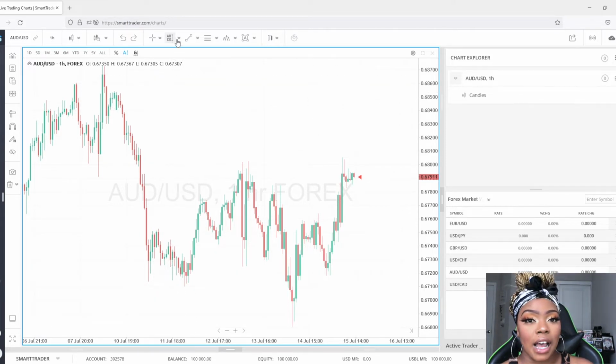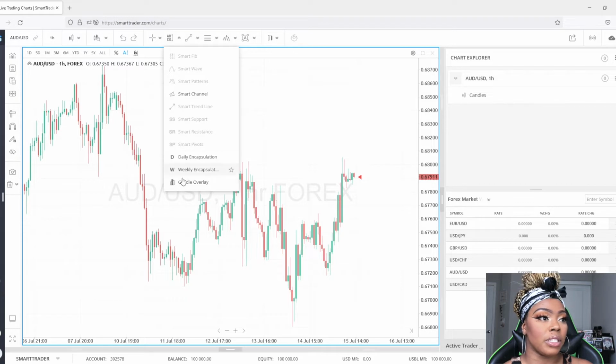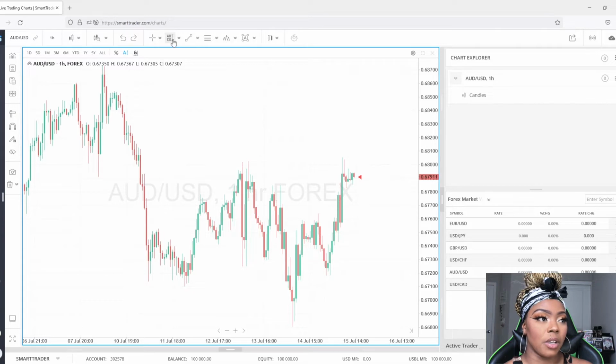And I did not purchase the premium plan for Smart Trader. They do have other tools that you can use, like the Smart Fib, Smart Wave, Smart Patterns, Smart Support and Resistance, which is super helpful. But like I said, I didn't pay for it, so I just have the basic thing that they gave to me, which is the Smart Fib, which works for me just fine.